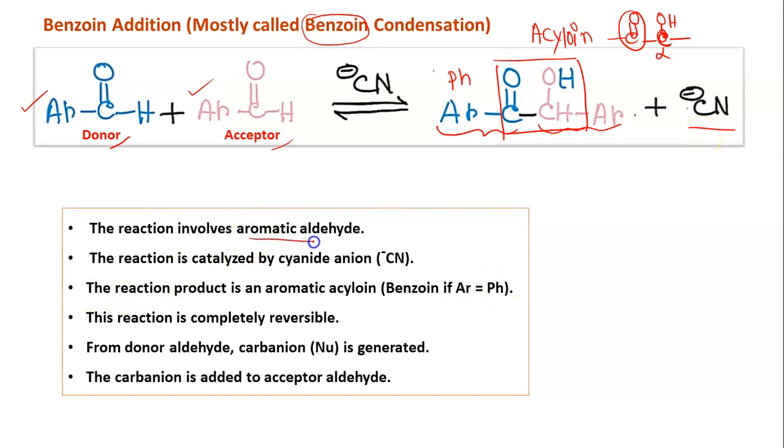So the reaction involves aromatic aldehyde, catalyzed by cyanide ion. This catalyst is very specific for this reaction, and why it is so we will also discuss. The reaction product is aromatic acyloin, so benzoin if Ar is Ph. The reaction is completely reversible, so here we have used the reversible sign. From the donor aldehyde a carbanion is generated. Our nucleophile is a carbanion, so this nucleophile is generated from the donor aldehyde, that is why we call it donor. The other one is the acceptor, that means it will accept the electron charge density from the donor, so that is why we call it the acceptor aldehyde. So their roles are different.